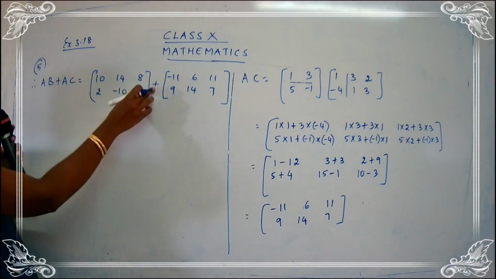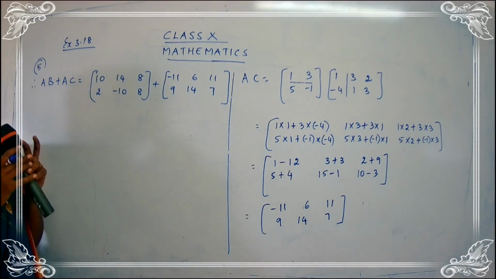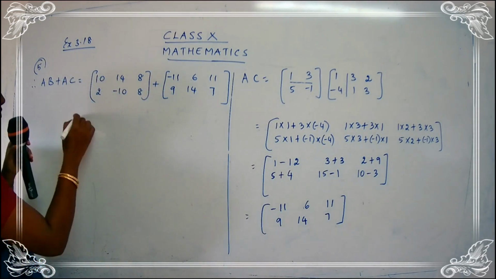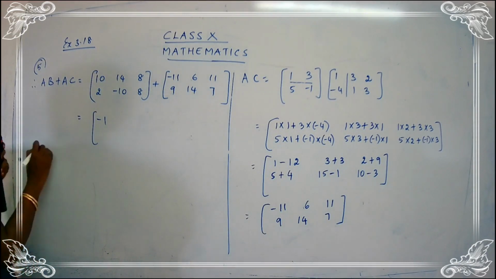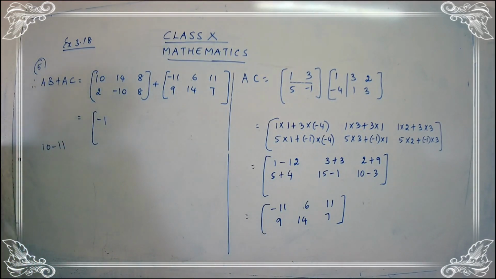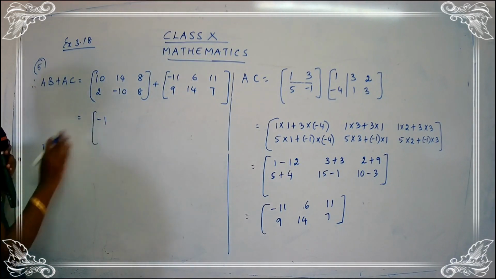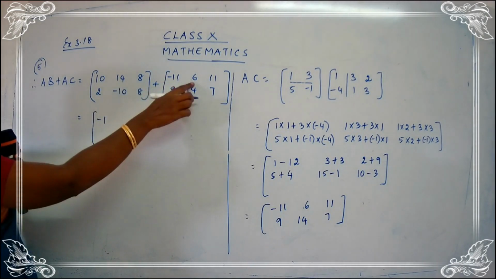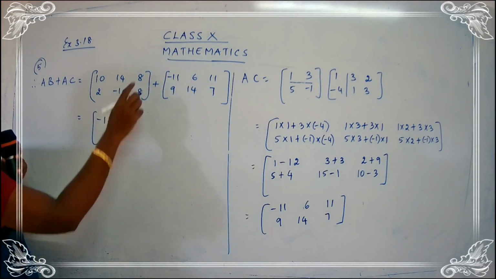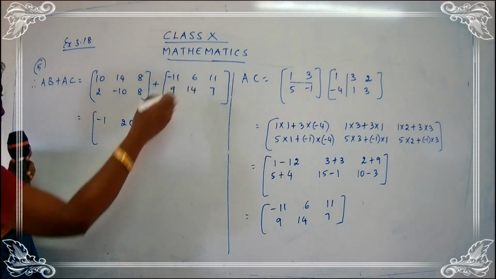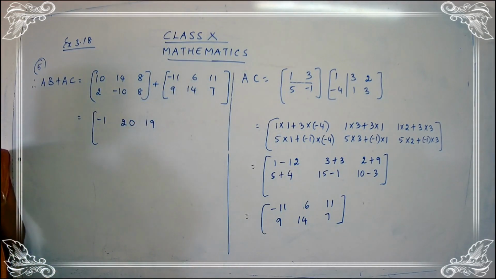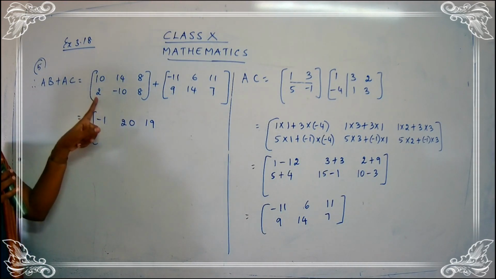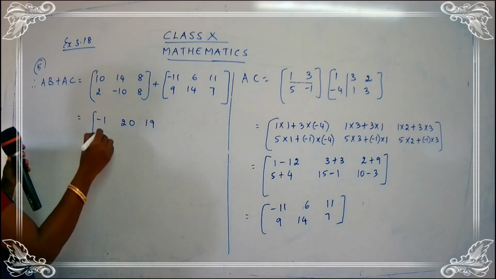10 minus 11. So when I have told you, whenever you have addition, no need to worry about the sign. You are going to take the same sign. So 10 minus 11 gives you minus 1. 10 minus 11 plus minus minus. Sign of the bigger number minus. Get the answer as minus 1. 14 plus 6, 20. 8 plus 11, 19. Whenever you go for the calculation, just choose the numbers carefully, children. Do not mess up. 2 plus 9, 11.